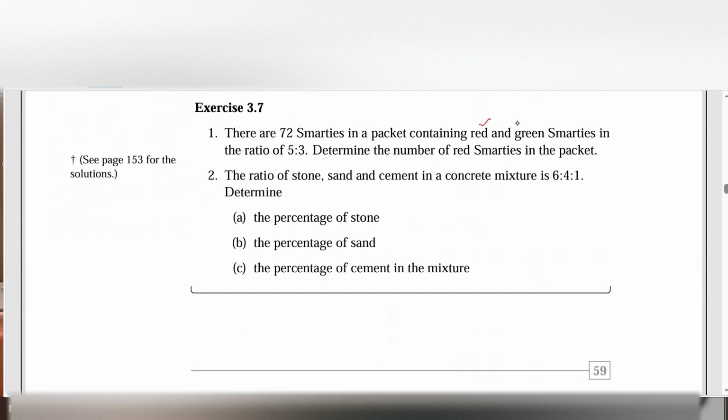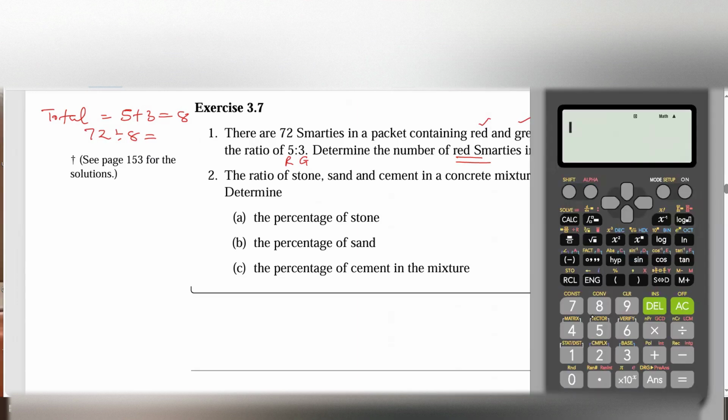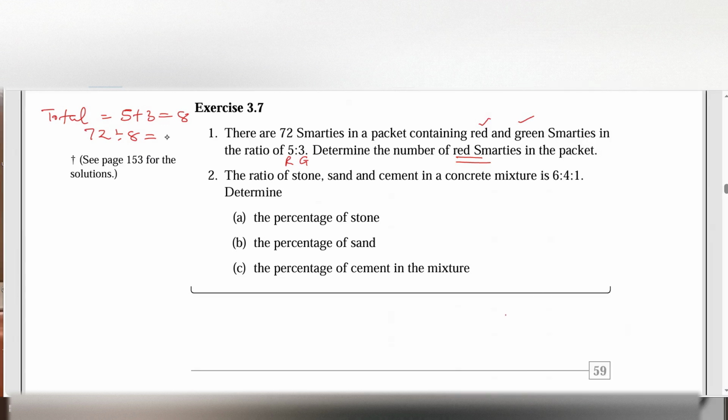Then in this exercise, we have 72 Smarties in a packet containing red and green Smarties in the ratio of 5:3. So 5 is for the reds and 3 is for the greens. Determine the number of red Smarties in the packet. Get the total ratio, which is 5 plus 3, which is 8. What is 72 divided by 8? Let's consult the machine. 72 divided by 8 becomes 9, meaning every part is a 9. For the red Smarties, it's going to be 5 times 9, which becomes 45.